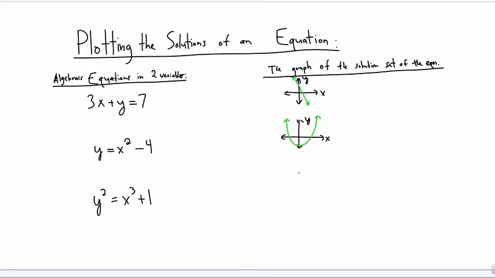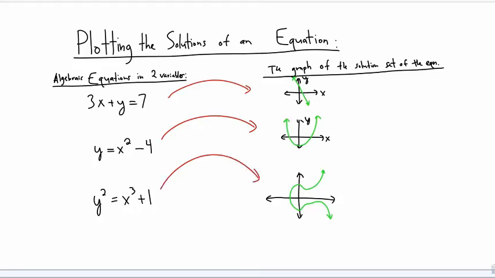And finally, in the third example, the graph, it turns out, looks like this. So we can go from the algebra to the geometry by graphing all the solutions to the equation. Let's write down exactly what we mean by a solution to an equation.